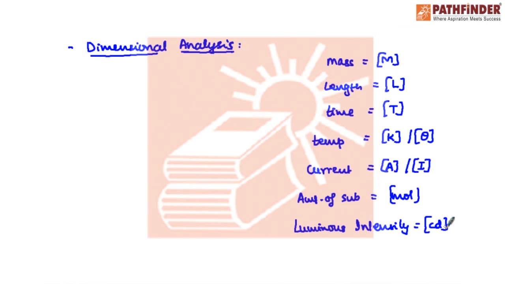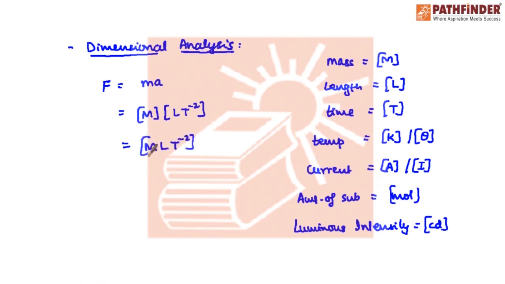Just for your recap, I am writing the dimensional formula for force. Force is written as ma. So the dimension of mass is M, and acceleration can be written as LT to the power minus 2. So we get the dimensional formula for force as M L T to the power minus 2.